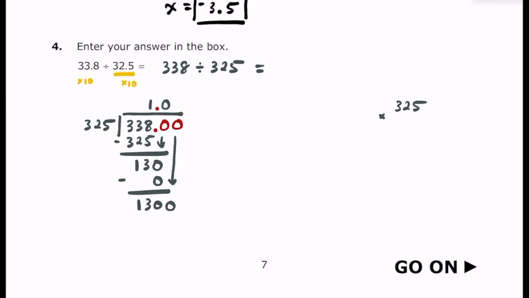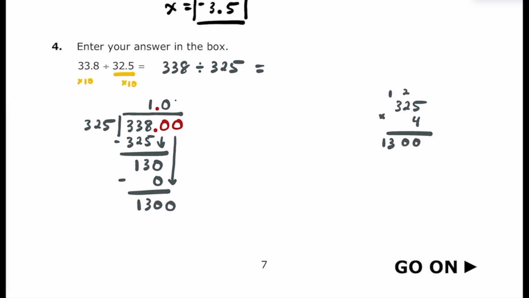If I estimate 325 as 300 maybe, if I do times 4, I think that's going to get close to 1200, or a little more than 1200, right? So 4 times 5 is 20, carry the 2. 2 times 4 is 8, plus 2 is going to be 10, carry the 1. 3 times 4 is 12, plus the 1, that's going to be 13. So wait, that's exactly what we were maybe looking for here, so we can actually stop doing this long division.